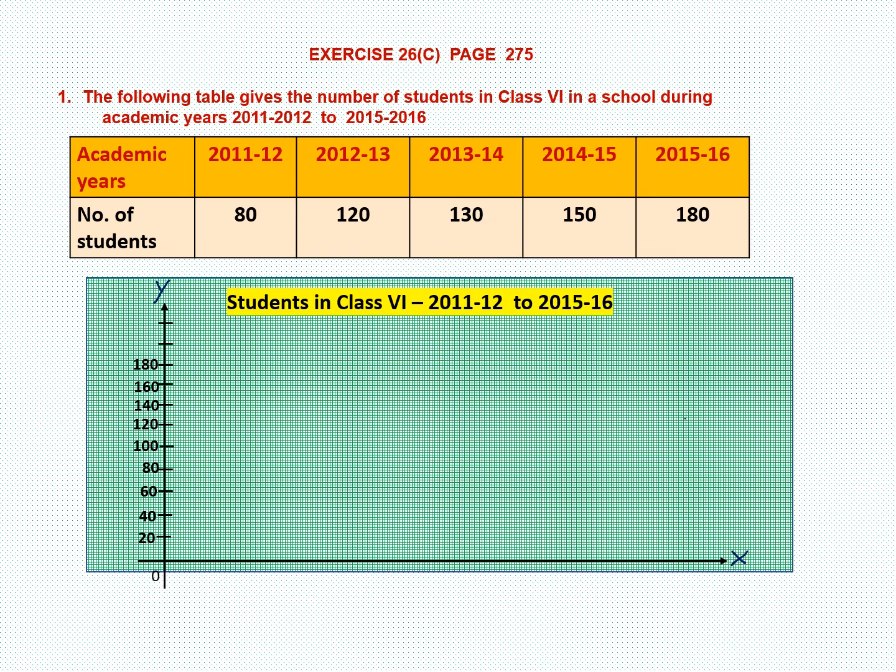Now, we need to have a title. So what is a title? This you can get from your question. In the question, if you see, it says the following table gives the number of students in class 6 in a school during the academic years. This is what is given in the question already. From that, you can make it brief and write your title. So this is the title: Students in class 6, 2011-12 to 2015-16. Make it brief and write your title there.